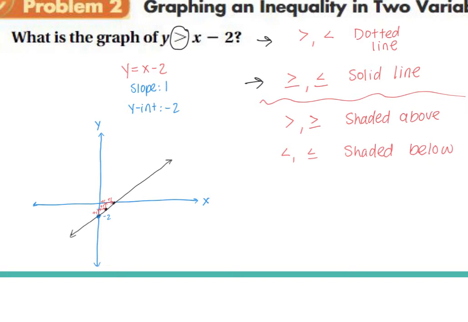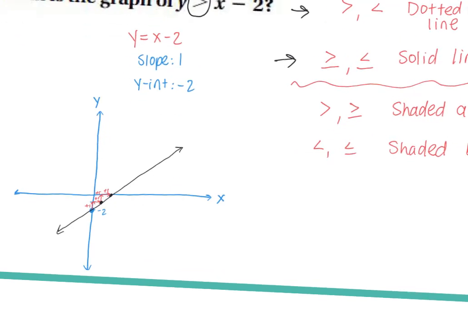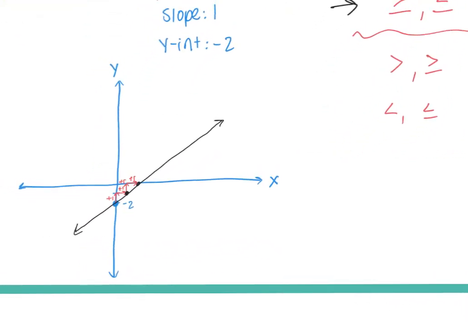And for some reason, it's not working. There we go. I can zoom in now. Take your eraser and erase part of the line to make it a dotted line.